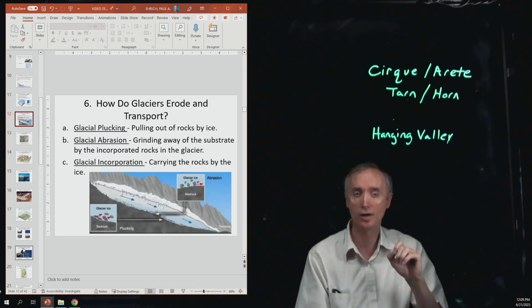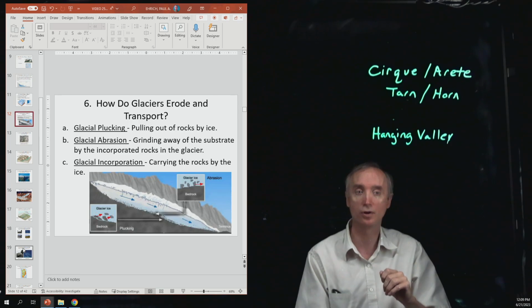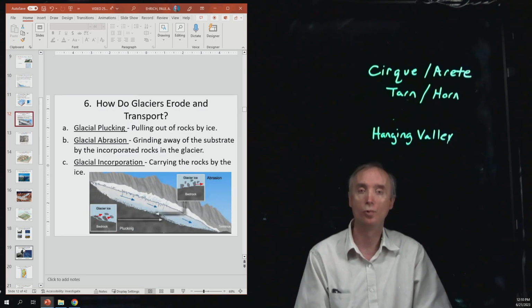Well, it's not quite as easy with ice, because materials are not going to be flowing in the ice the same way that materials are going to be flowing in a river, but ice can also erode and ice can transport. So one way that ice can erode is by glacial plucking.